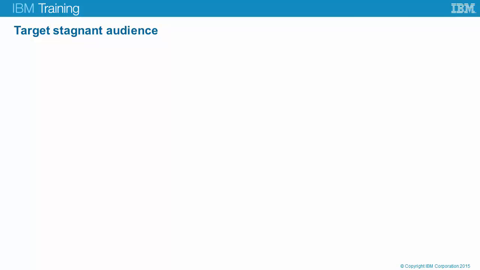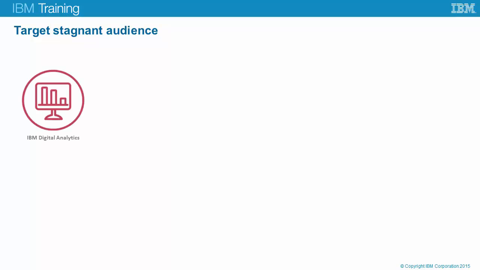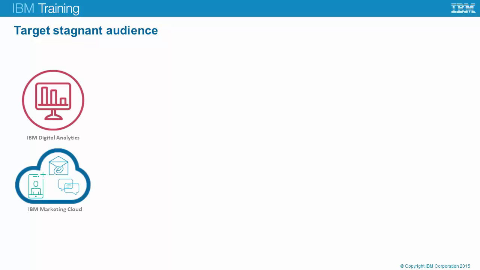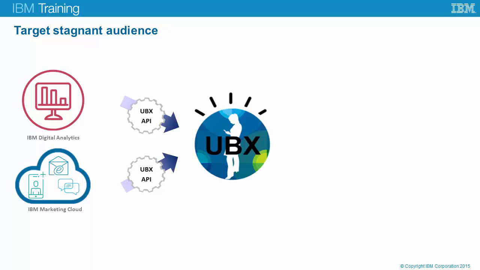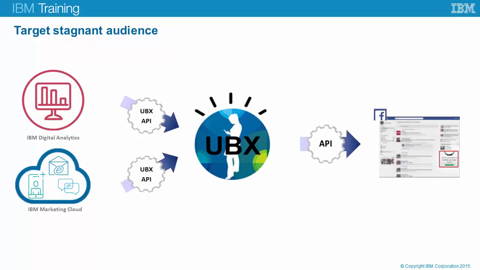Or, let's say you want to give a little nudge to a stagnant audience or visitors who abandoned a shopping cart. You can identify those audiences using digital analytics or the IBM Marketing Cloud and send them through UBX for targeted ad placement in Facebook.